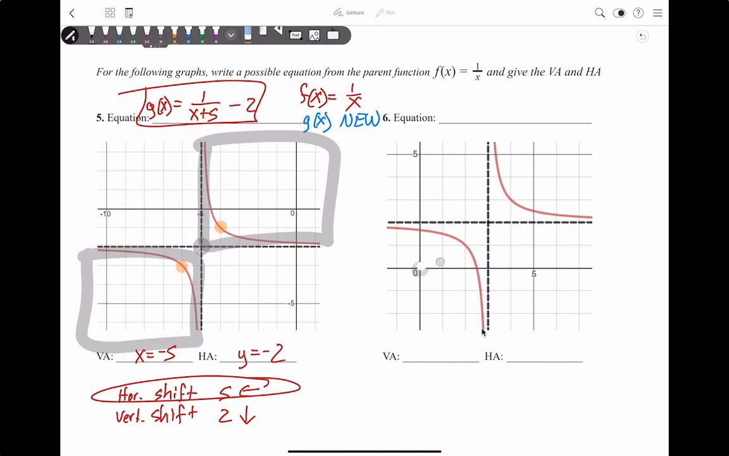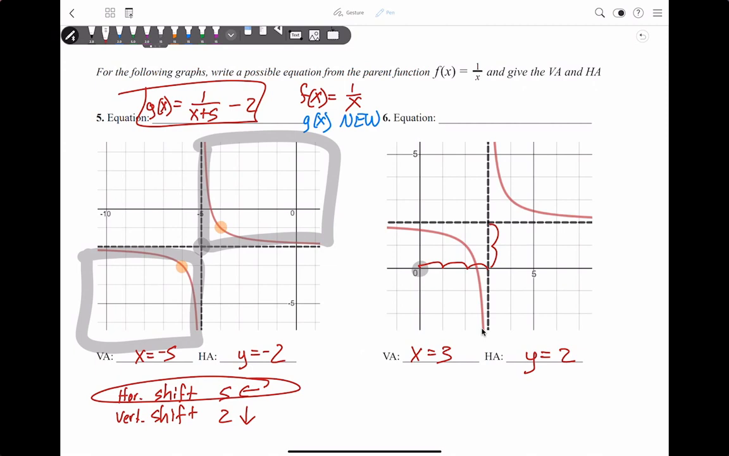I shifted 1, 2, 3 to the right. Okay, so 3 to the right means my new vertical asymptote is x is equal to 3. And then I went 1, 2 up. So y is equal to 2 is my new horizontal asymptote.